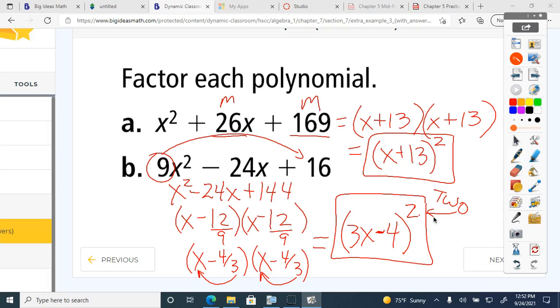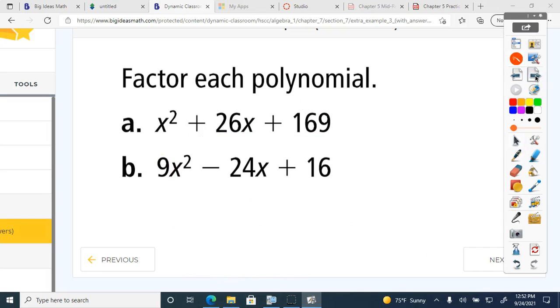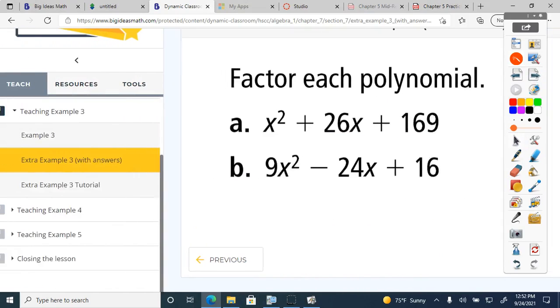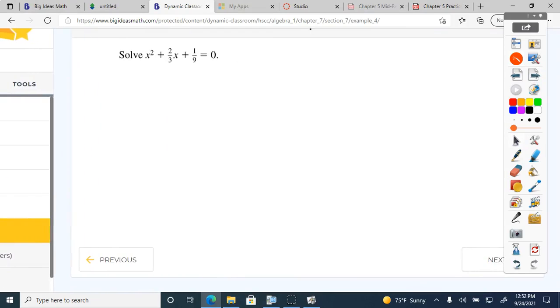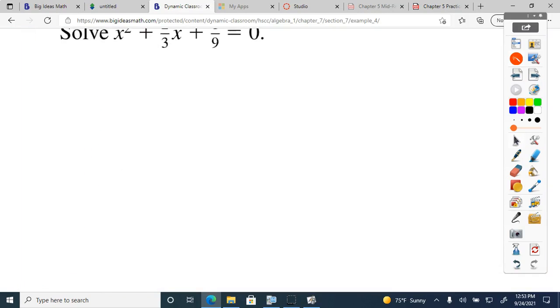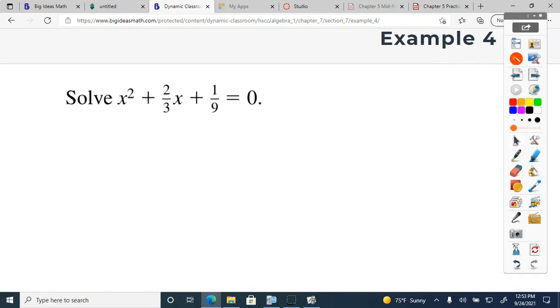Good. All right. Example 4. We're solving. I'm gonna ruin it for you. Zero. Okay. No, I don't want to do this.